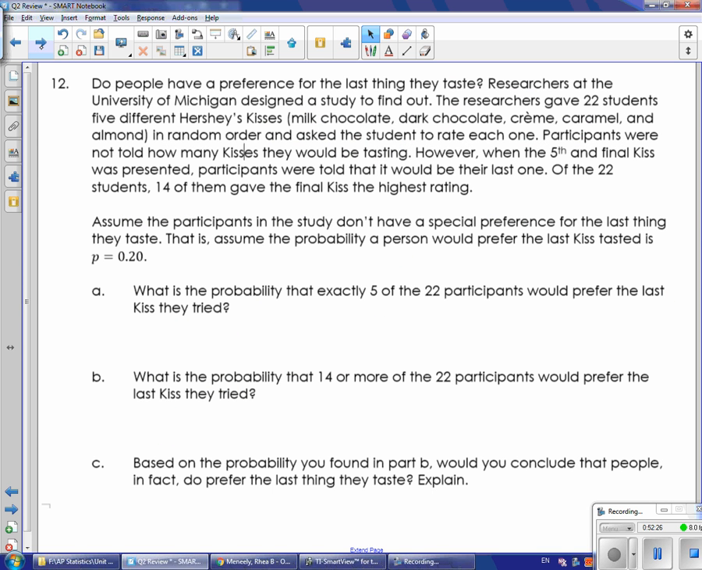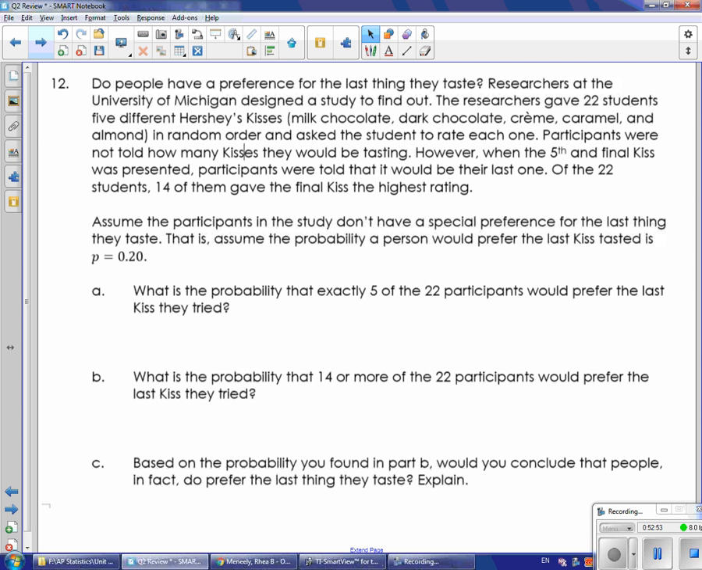All right, and number 12. Do people have a preference for the last thing they taste? Researchers at the University of Michigan designed a study to find out. The researchers gave 22 students 5 different Hershey's Kisses, milk chocolate, dark chocolate, cream, caramel, and almond, in random order, and asked the student to rate each one. Participants were not told how many kisses they would be tasting. However, when the 5th and final kiss was presented, participants were told that that would be their last one.